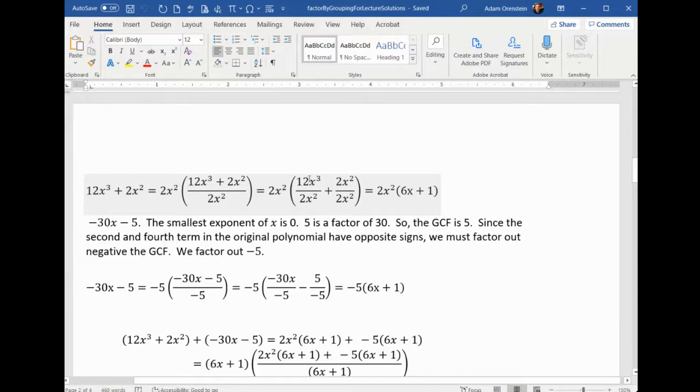And what happens? Well, from the first quotient, 12 over 2 is 6. x cubed over x squared is x. 2x squared over 2x squared, they cancel, so we get 1.